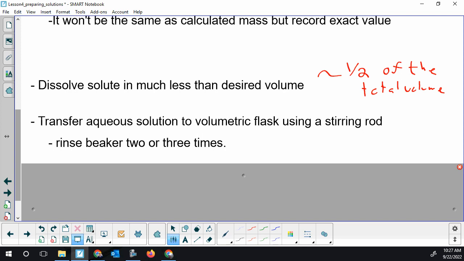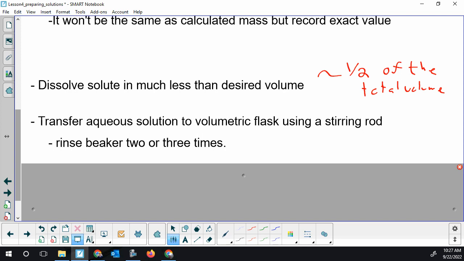Your beaker now looks empty, but there's still residue sitting on the side of your beaker. So you're going to rinse that 2 or 3 times. Pour 5 or 6 mL in, give it a rinse, pour it back in. This is why we only use half the total volume in the beginning. Our rinses are small. We can do many of them.